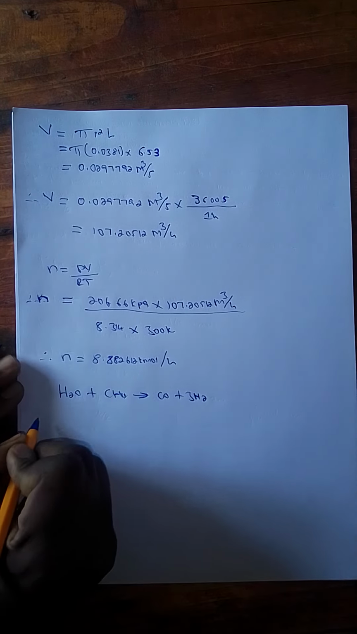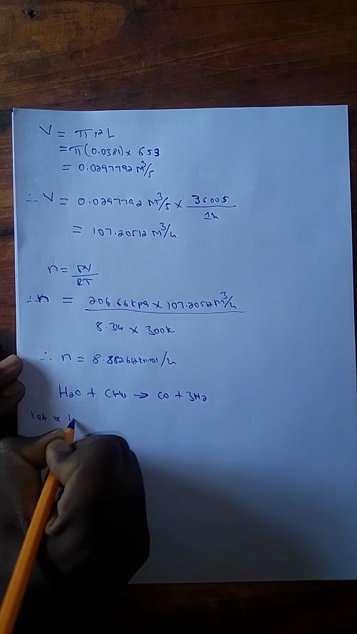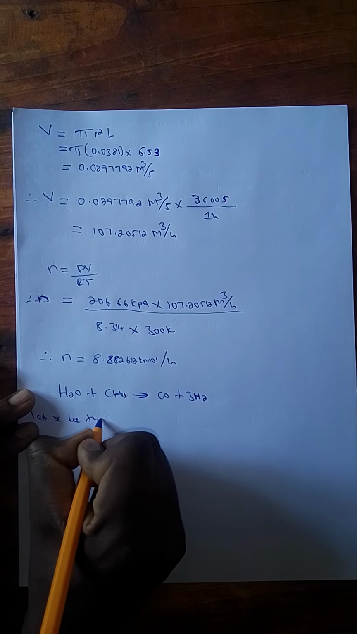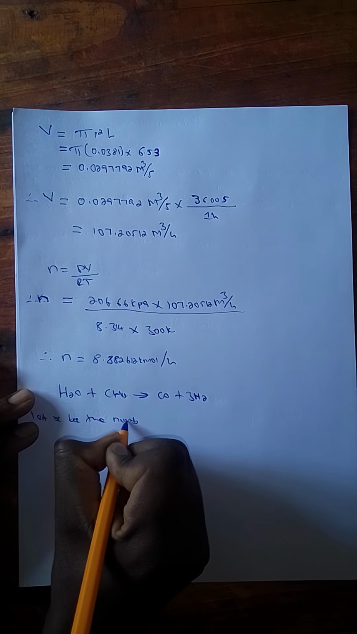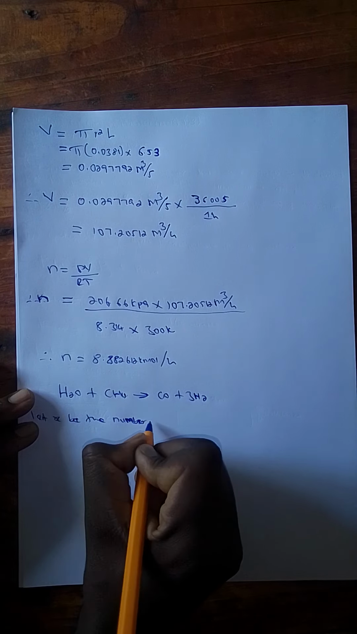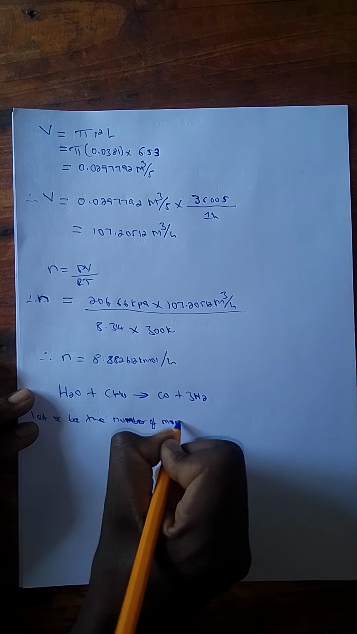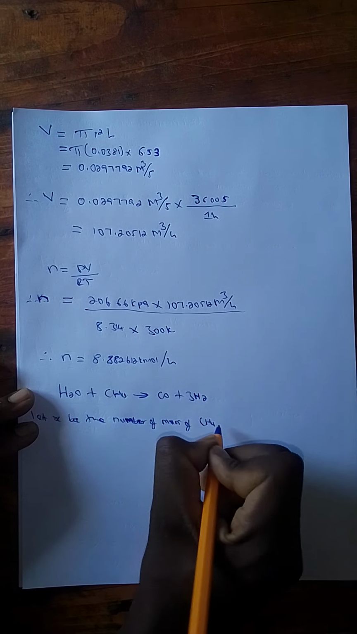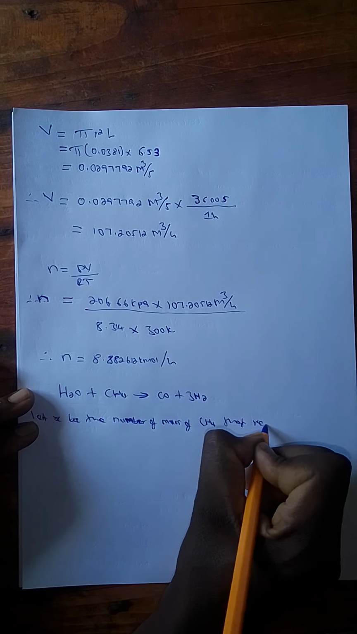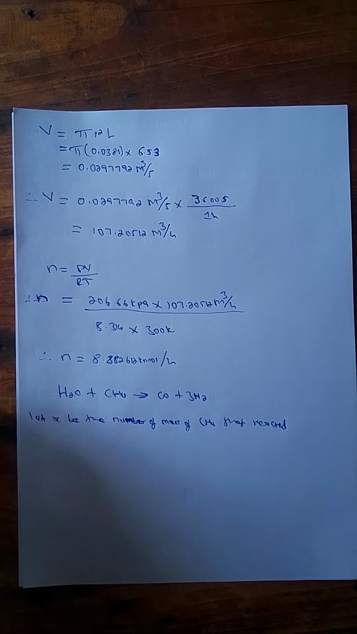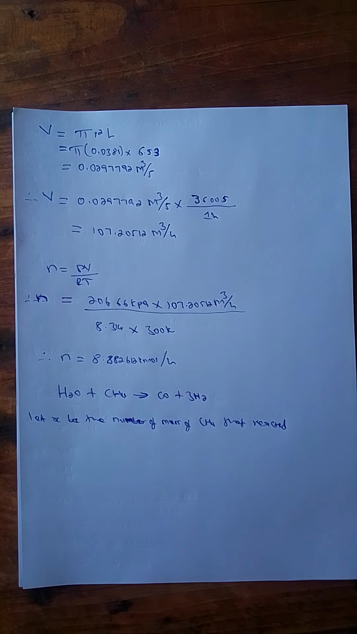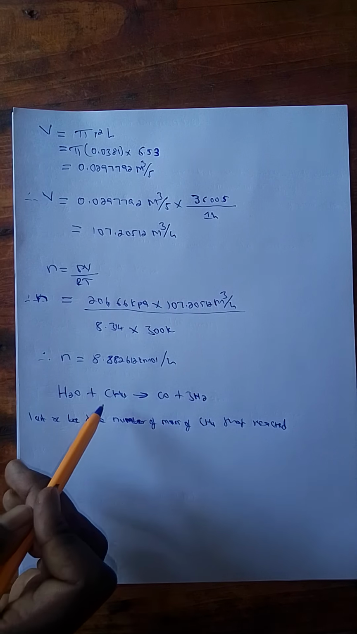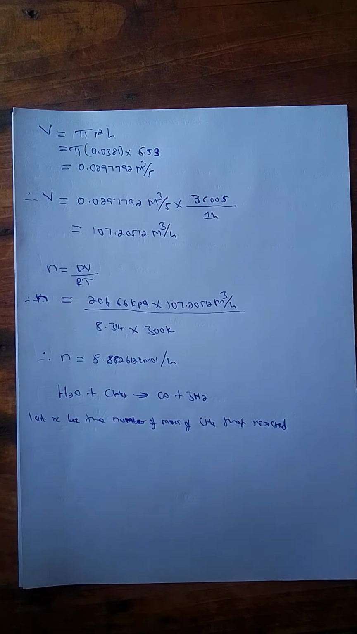So with that said, we're going to say let X be the number of moles of CH4 that reacted, right? So this is actually an important step. We don't know how much of the limiting reactant CH4 reacted, but we define that as X. And from there, we're going to be figuring out everything else that reacted and that formed in terms of X.